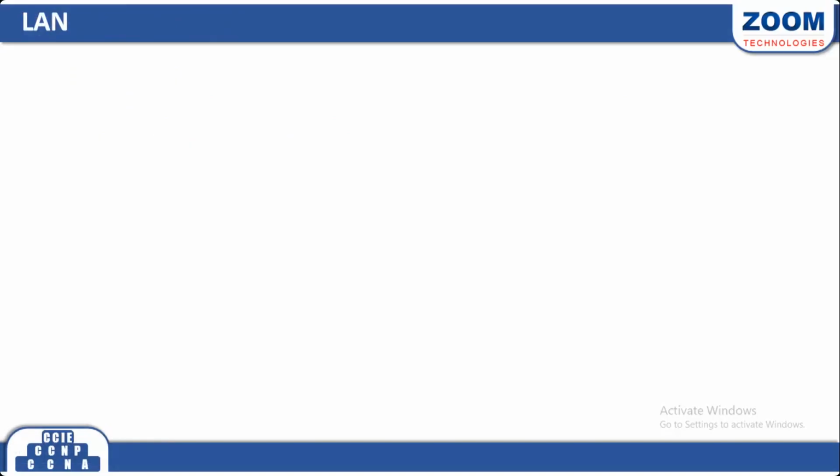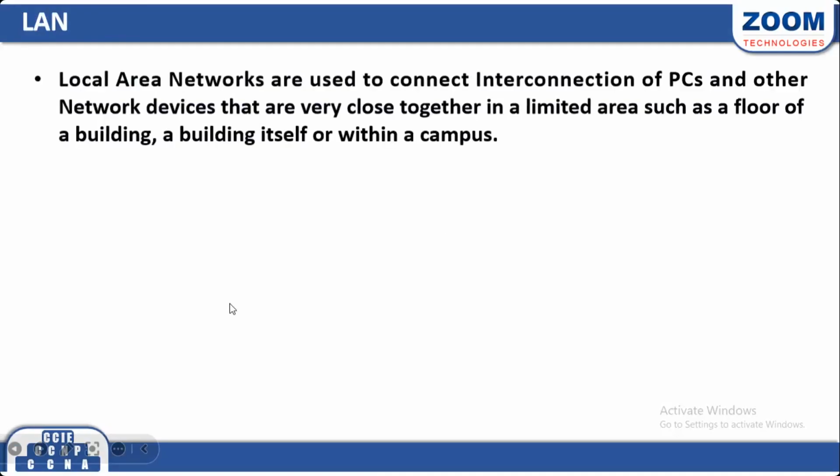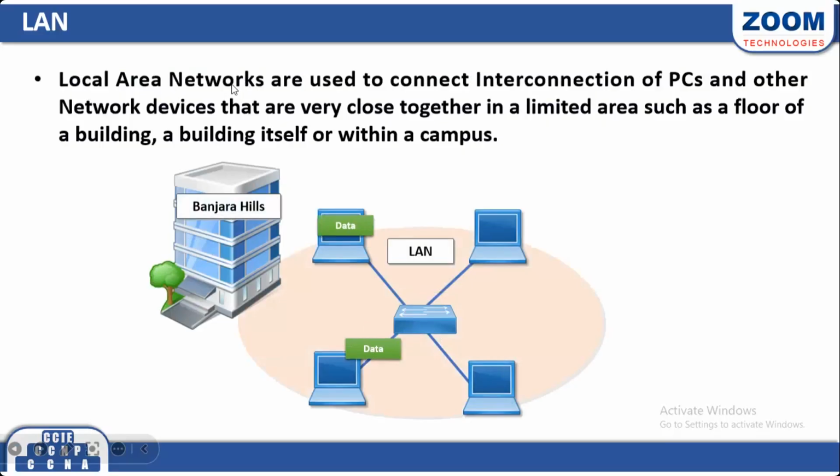Local area network. So we know network means interconnection of two or more devices together. But you can see the word here, local. So local means a limited area which covers a smaller area. Such a type of network is called a LAN here. Local area network, like within a building, within a hospital, college, small office, small company. So this type of network is called a local area network. So that's why local area networks are used to connect PCs and other network devices that are very close together in a limited area, such as a floor of a building itself, or within a campus.